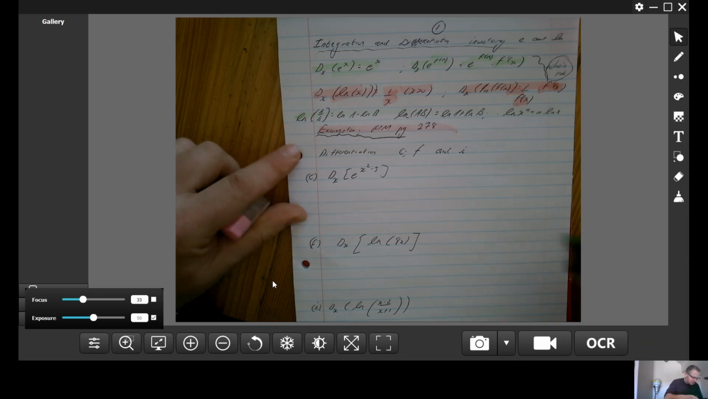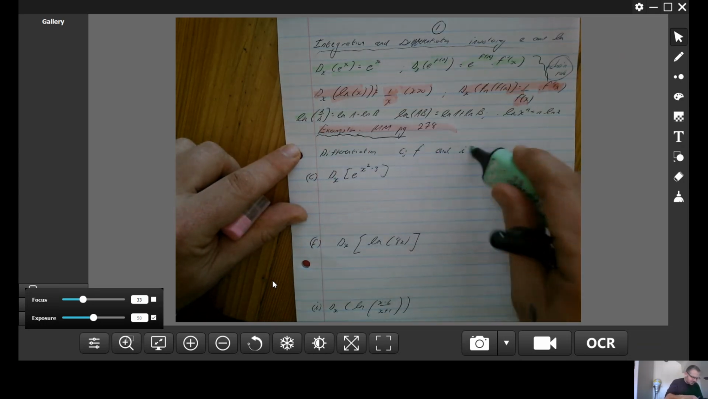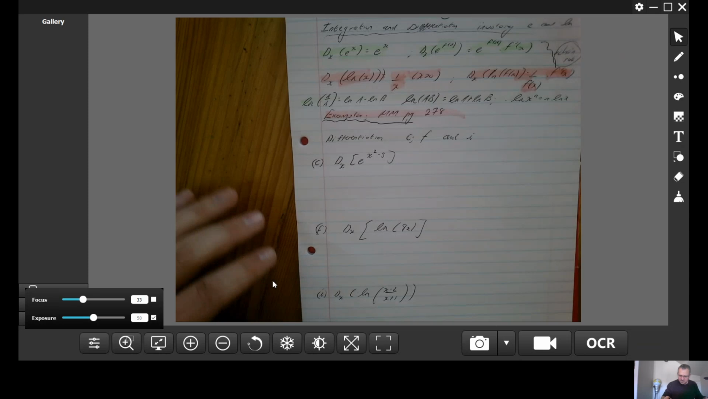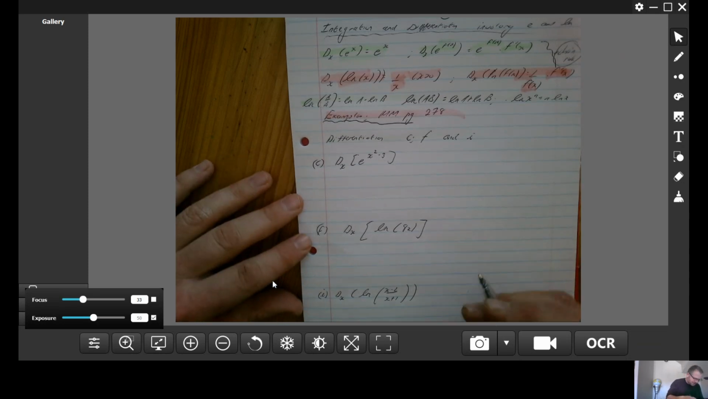First of all, a quick recall of differentiation. We're going to do C, F, and I. Go try those three quickly by yourself, and then come back and watch the video of it. On page 278. Off you go, press pause, and come back.